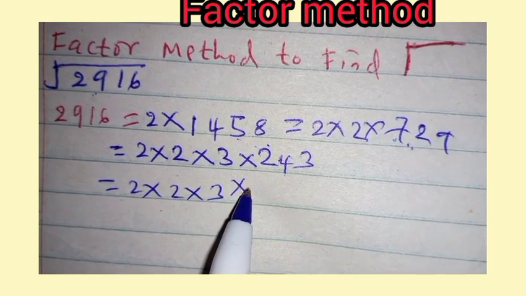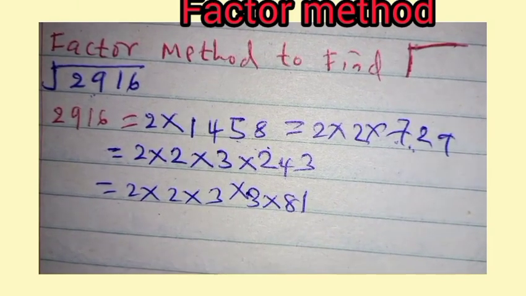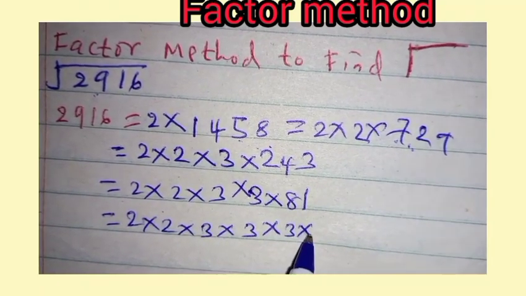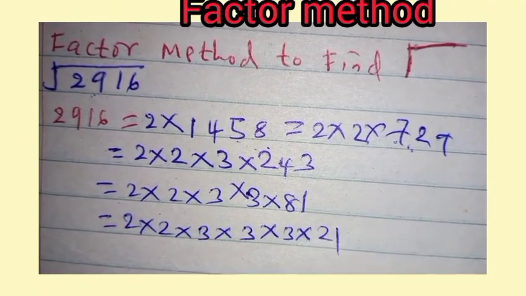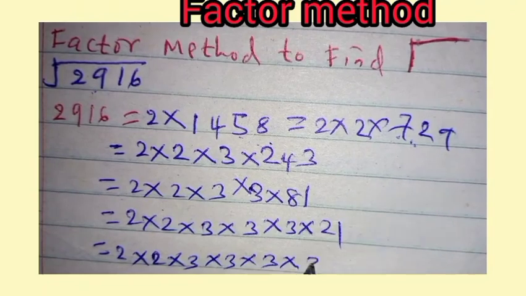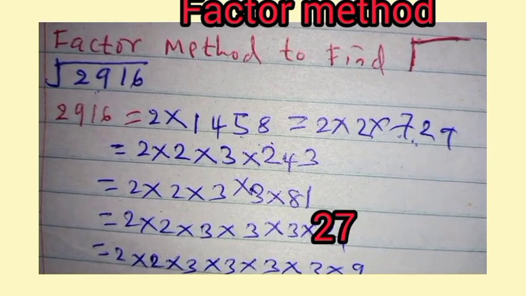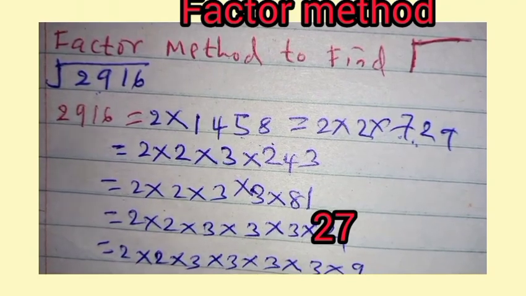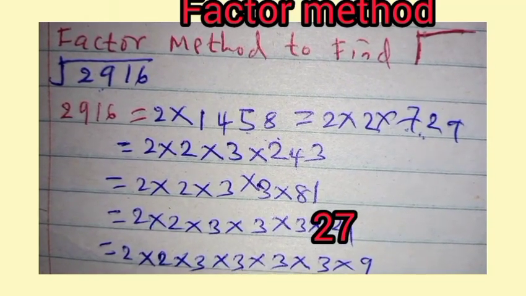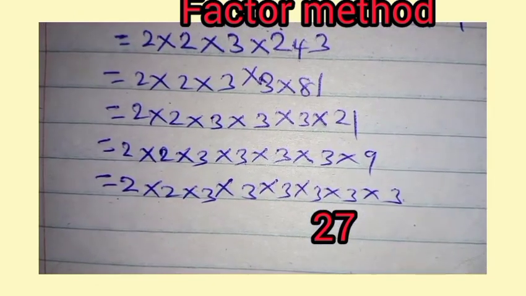One of the prime factors of 243 is 3 times 81. This is equal to 2 times 2 times 3 times 3 times 81, and 81 divided by 3 will give you 27, which is equal to 2 times 2 times 3 times 3 times 3 times 27. Then 27 is 3 times 9, so we have 2 times 2 times 3 times 3 times 3 times 3 times 9. Finally, 9 has 3 and 3 as the prime factors, so we have 2 times 2 times 3 times 3 times 3 times 3 times 3 times 3. So those are the prime factors of the number we are given above.